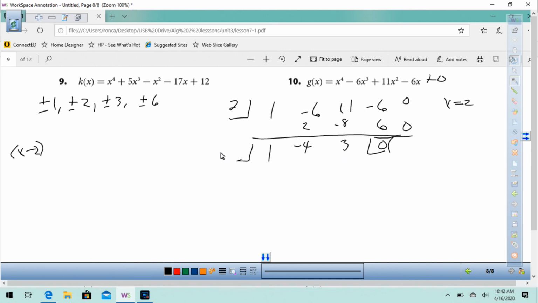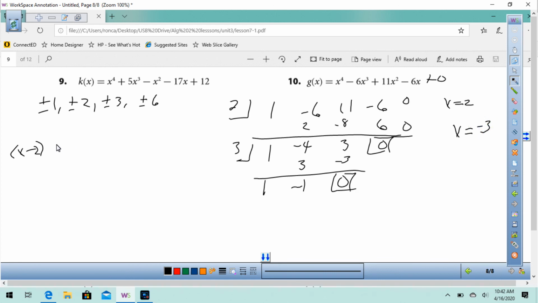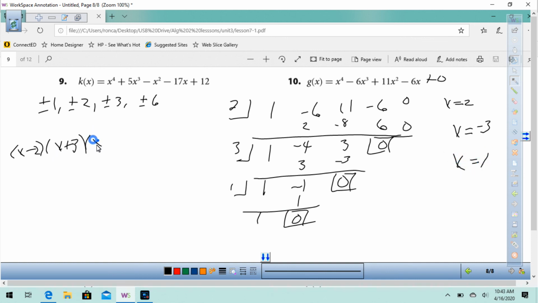We got to find 3. Bring the 1 down. That's going to be 3. That gives you negative 1. 3 times negative 1 is negative 3. That gives you 0 again. So we've got x equals negative 3. So it's going to be x plus 3. Let's see. I'm thinking 1. Bring the 1 down. 1 times 1 is 1. And that's 0. So we got x equals 1. So x minus 1.